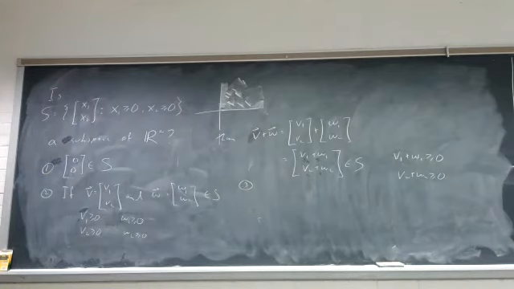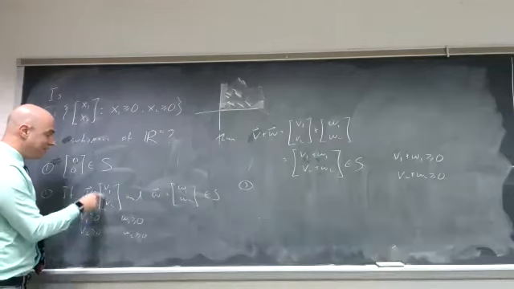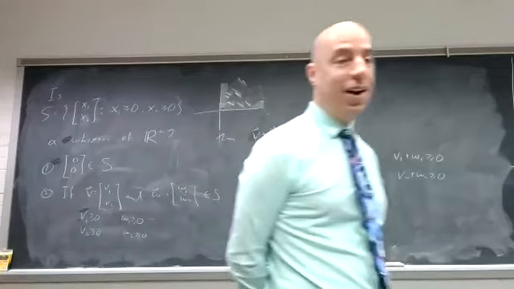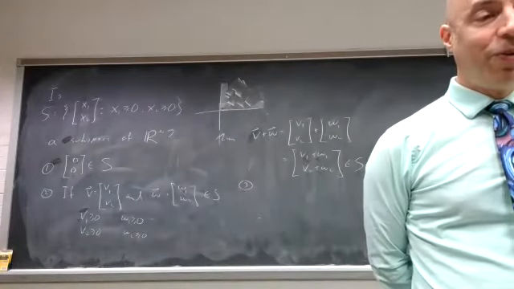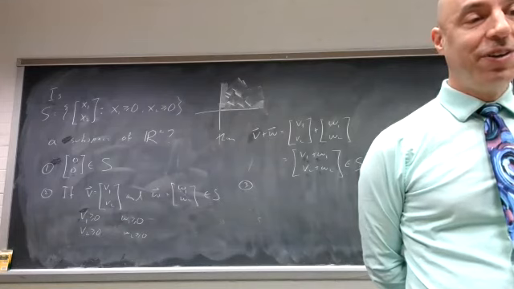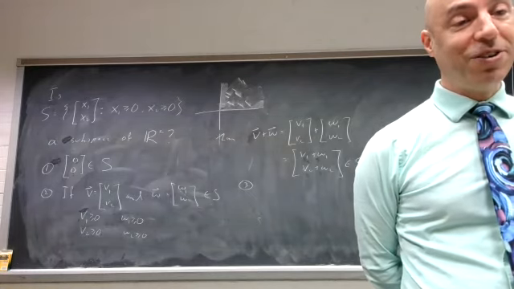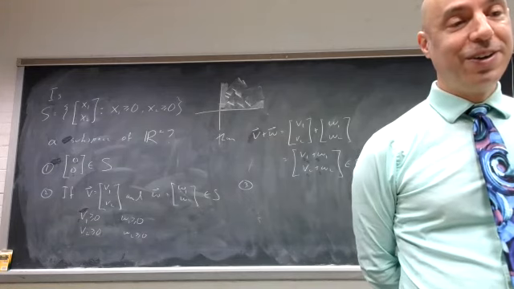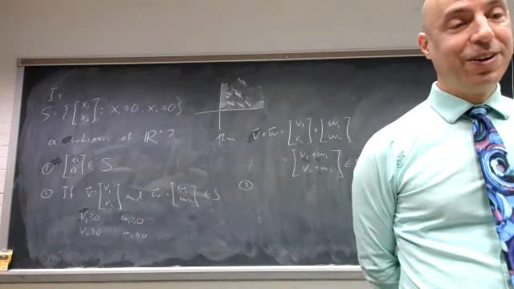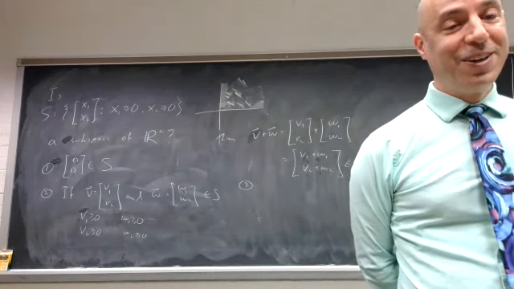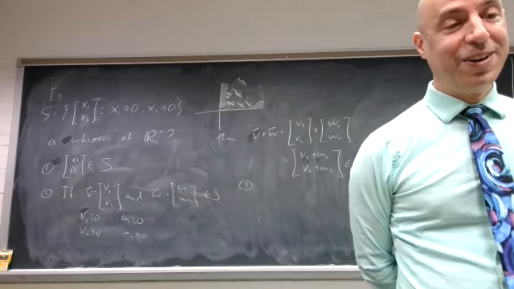And last, is it closed under scalar multiplication? If I take a vector whose first and second components are non-negative, and I multiply it by a constant, is what I'm going to get always going to be non-negative? The answer could be yes or no. Which is it? Could you repeat the question, please?